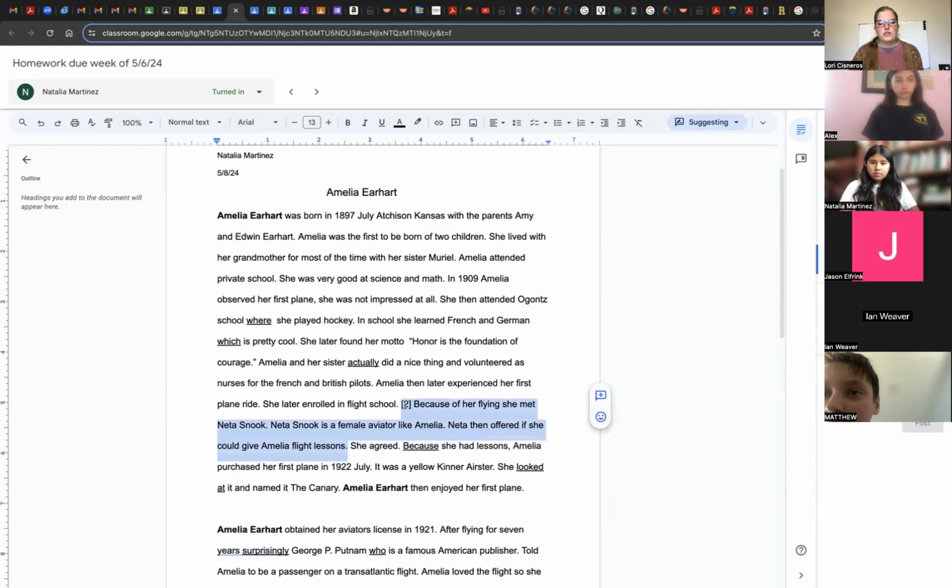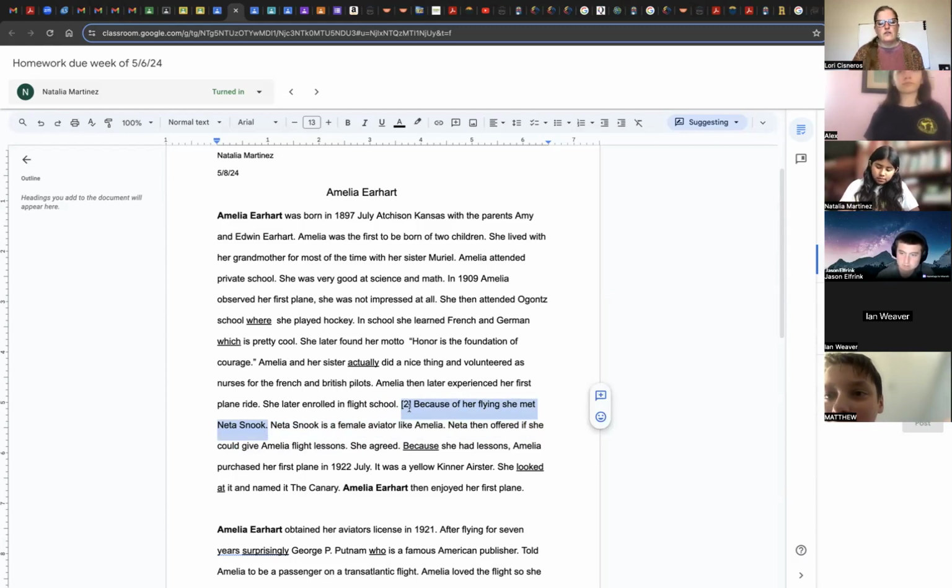And do you see the number 2 with a bracket around it? That is how you label that sentence that's a prepositional opener. And she has the word because of. And if you look back on your list of prepositions, because of is a preposition. So you have to start the sentence with a preposition, and then you can add more information. Oops, I highlighted too much. It really only goes to here. Because of her flying, she met Netta Snook. So because of is her preposition.